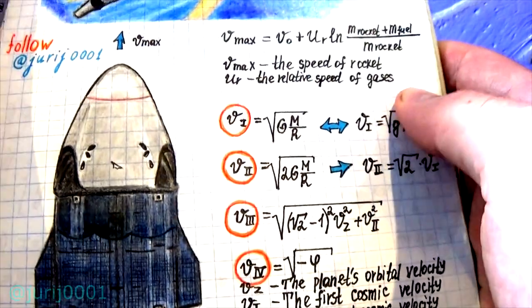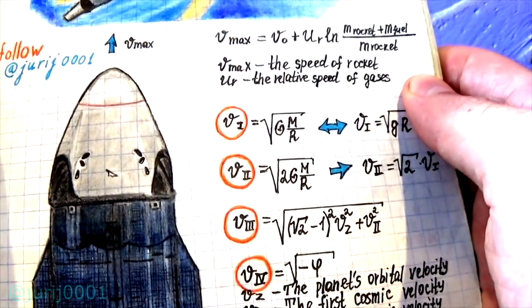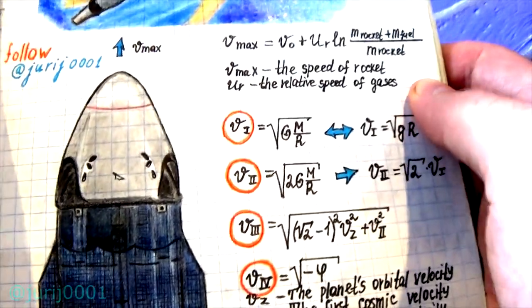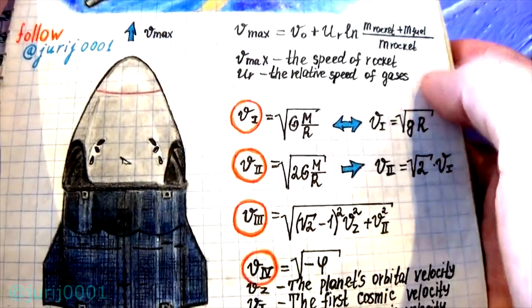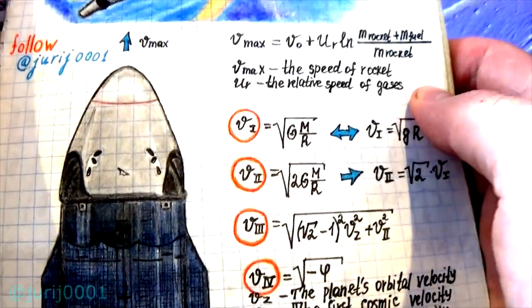When launched from the surface of the Earth, the body can go beyond the attraction of the solar system. And the fourth cosmic speed makes it possible to go beyond our galaxy. It's pretty interesting, isn't it?